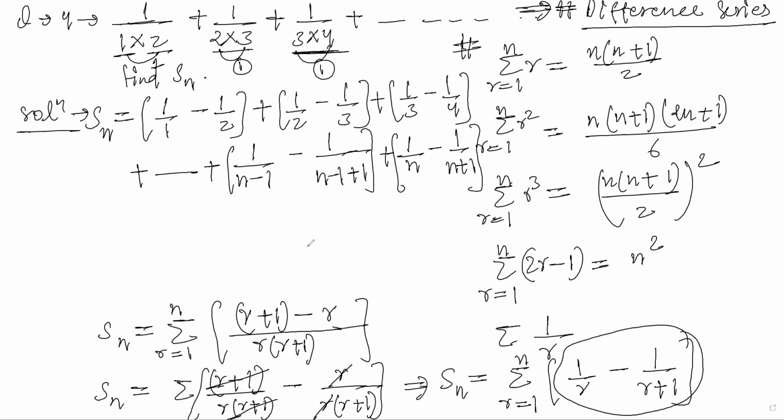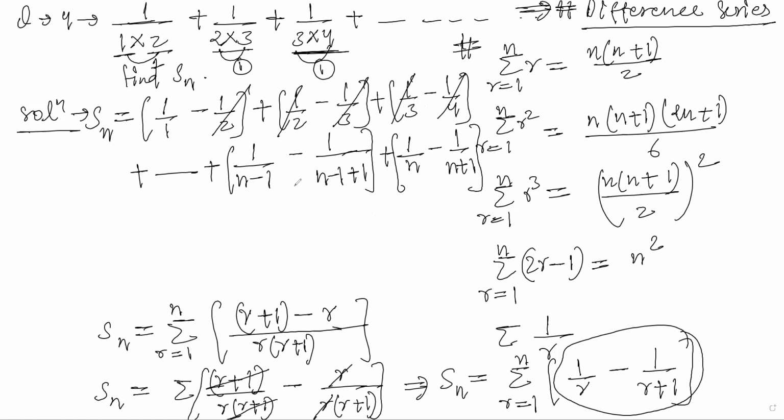So now see, there are parts cancelling out each other. Minus 1 by 2 gets cancelled out with plus 1 by 2. Then minus 1 by 3 with plus 1 by 3. Minus 1 by 4 with plus 1 by 4. The fourth term would be 1 by 4 minus 1 by 5. So this negative term gets cancelled out with the next positive term. Then again, the next negative term will get cancelled out with the next positive term.